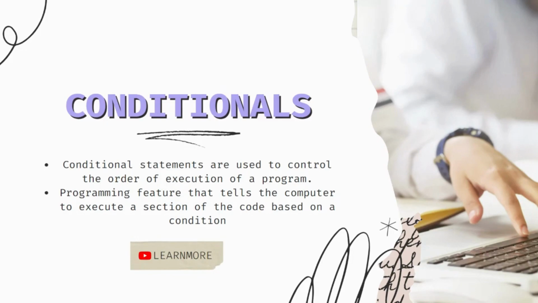Like the previous programs that we've written in the course of this training, we'll notice that the execution is from top to bottom, the first line, the next line, and all of that, and then we'll get our results. But there are cases where you just want to check for a condition before you execute a particular part of the code. That is the work of a conditional statement. They are programming features that tell the computer to execute a section of your code based on whether a condition is satisfied or not. So let's get into it.